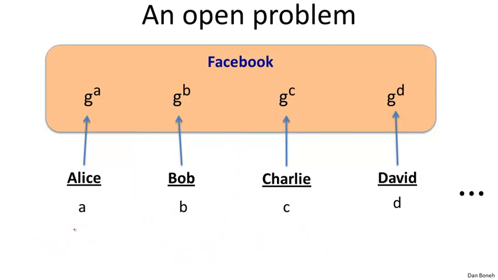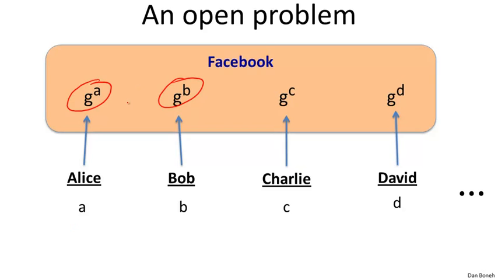So now let me show you an open problem. And this is an open problem that's been open for ages and ages and ages. So it'd be really cool if one of you can actually solve it. The question is, can we do this for more than two parties? In other words, say we have 4 parties. All of them post their values to their Facebook profiles.